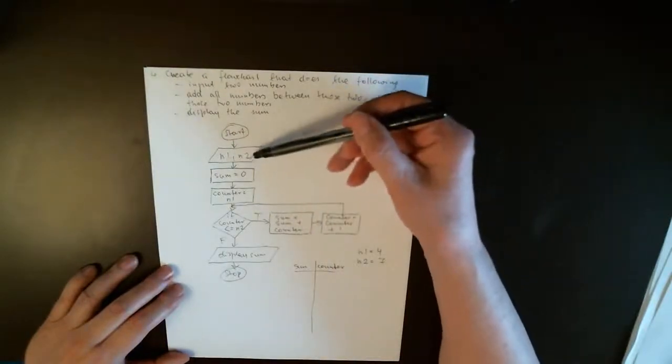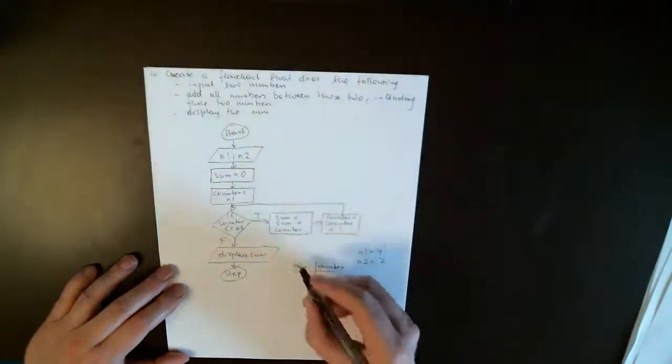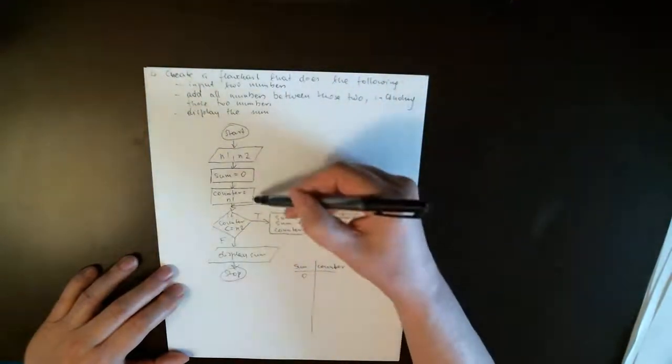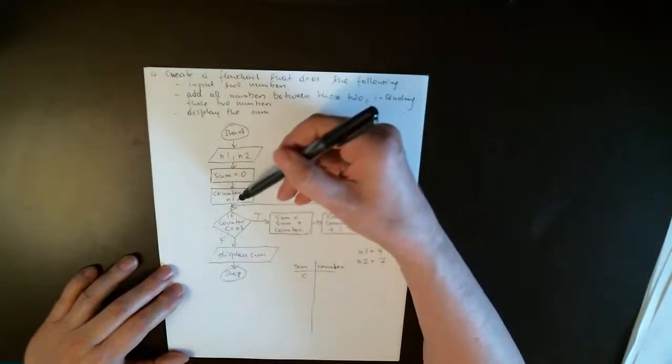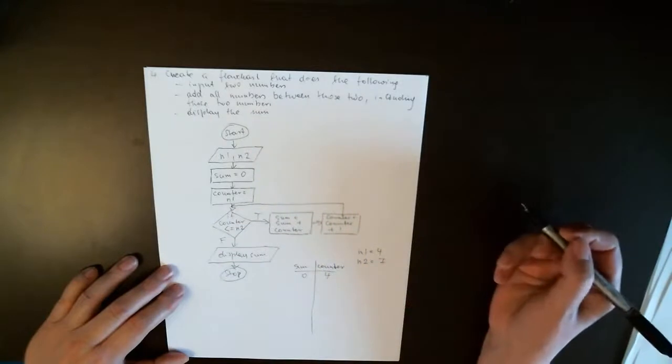We've got n1 and n2, 4 and 7. Our sum is 0, we better write it down. And our counter is our first number. What's our first number? 4. Let's go for it.